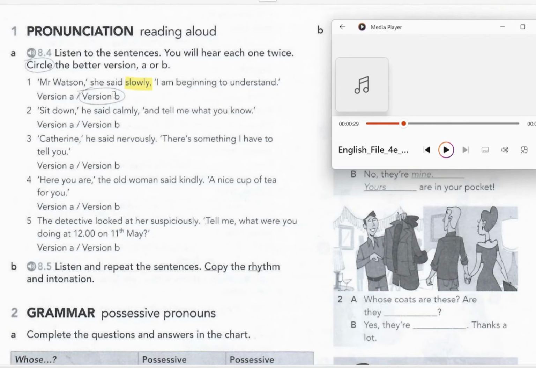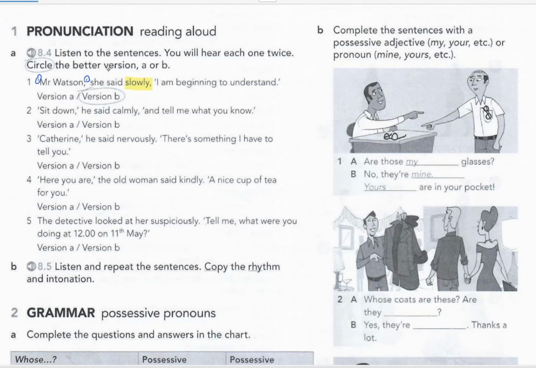So here version B is better, because in the first version, version A, "she said slowly" is run into "I am beginning to understand." But "she said slowly" is not part of the direct speech. Look at the quotation marks, guys. When you have quotation marks, this is direct speech. "She said slowly" is reported speech, so we have to keep them separate from each other, like: Mr. Watson, she said slowly, I'm beginning to understand. But in version A, they add "slowly" to the direct speech, which is wrong. Look, I'm going to play it again.